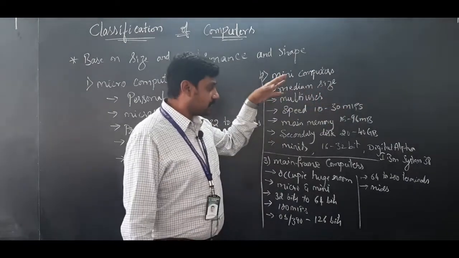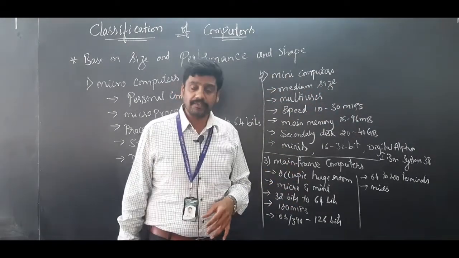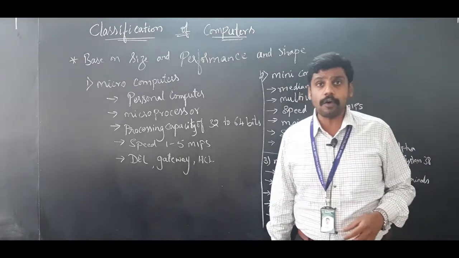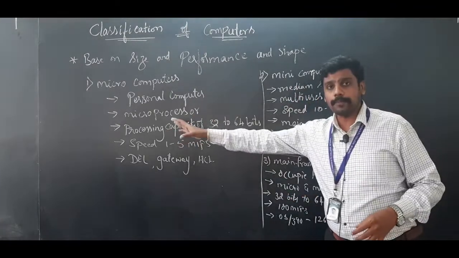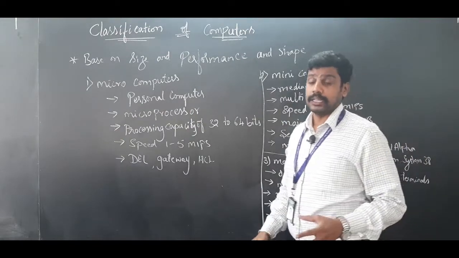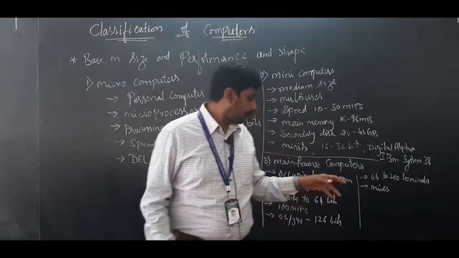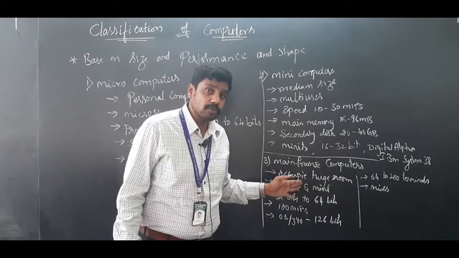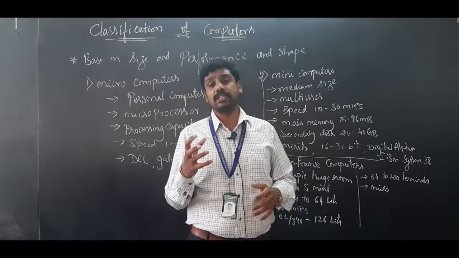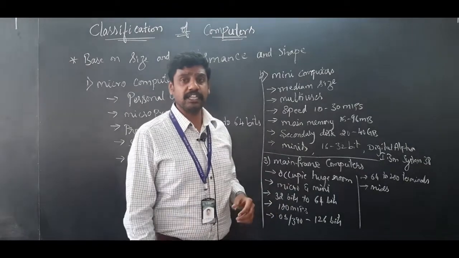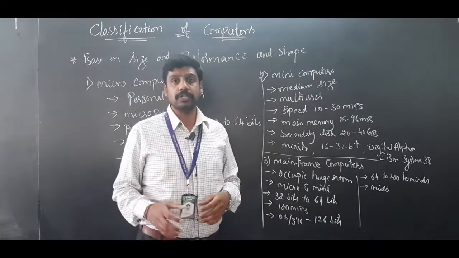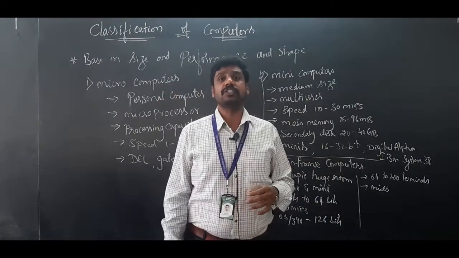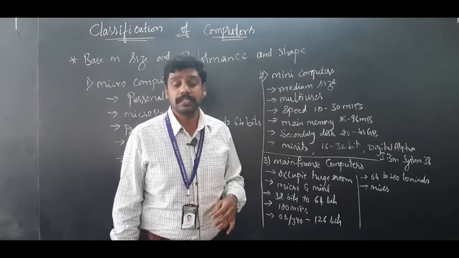Next, we are going to move to the third type of classification of computers, that is the mainframe. This mainframe computer has the features of both microcomputers and minicomputers, but the size of these computers is huge. It occupies a huge room to construct. It has the capacity of processing 32 to 64 bits of data, and the processing speed is more compared to these two, that is 100 million instructions per second.